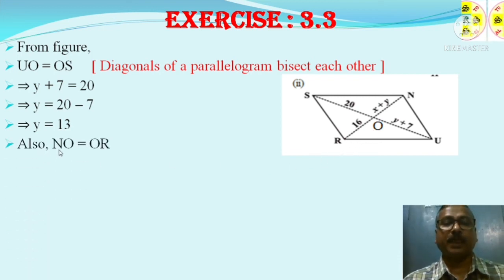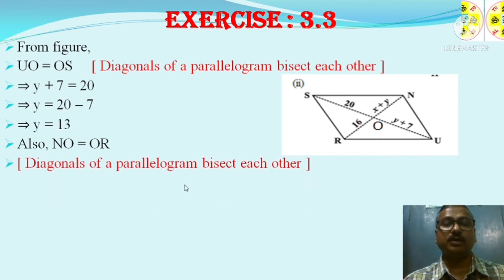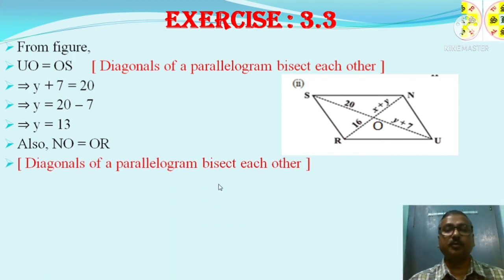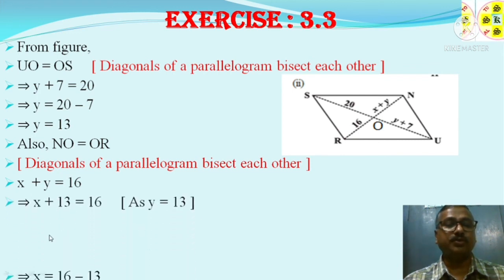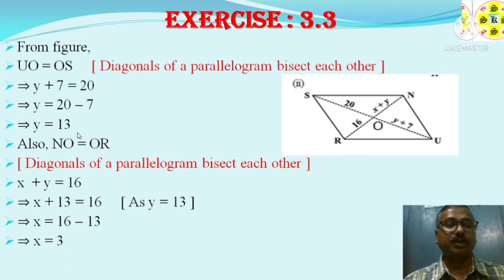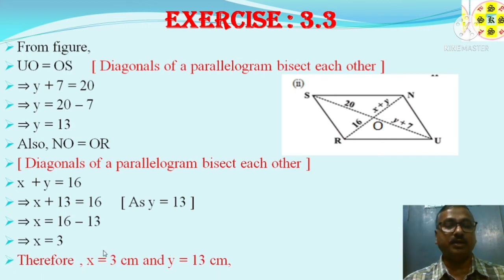So here NO equal to OR, for the same reason: diagonals of a parallelogram bisect each other. So NO is given, x plus y is equal to 16. Already y is 13, so we can substitute. So x equal to 16 minus 13, so x equal to 3. So y is 13 and x equal to 3. And at last write, therefore x equal to 3 centimeter and y equal to 13 centimeter.